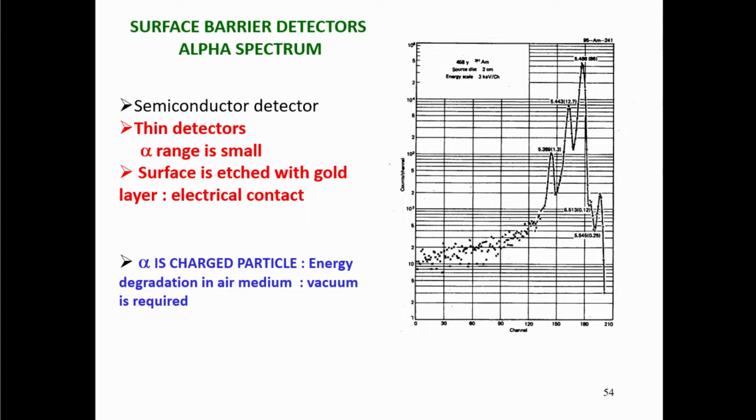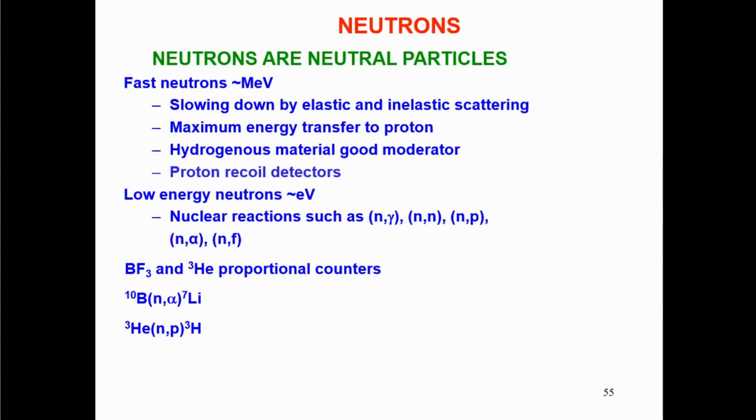Another useful application of this semiconductor detector is the surface barrier detector, which is used for alpha spectrometry. Alpha is a charged particle and undergoes energy degradation in an air medium, so you need a good vacuum for doing alpha spectrometry. And lastly, for neutron detectors, they are mainly gas filled detectors or scintillation detectors that you can use.